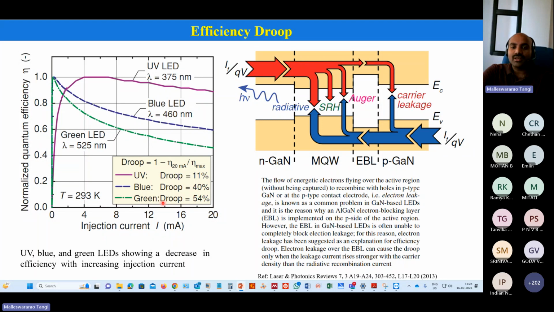In order to minimize or overcome this issue, researchers have tried an electron blocking layer just after the multi-quantum well. The electron blocking layer is nothing but a high band gap material, higher than the p-type, n-type, and multi-quantum well or barrier layers. Even then, completely stopping this carrier leakage problem remains elusive. It is not easy to completely stop this carrier leakage problem. That's why nitride LEDs suffer from this efficiency droop big time.